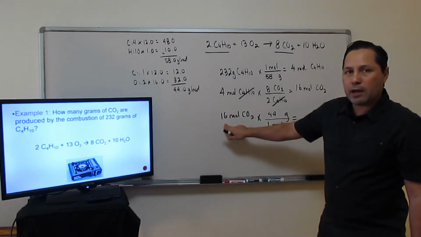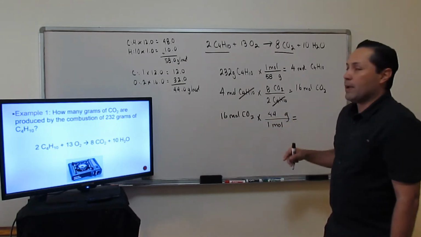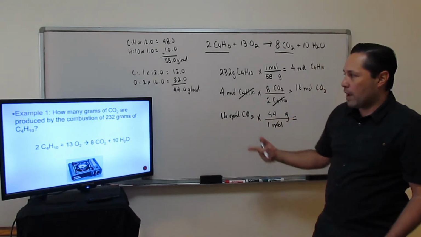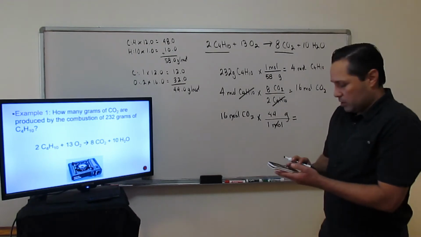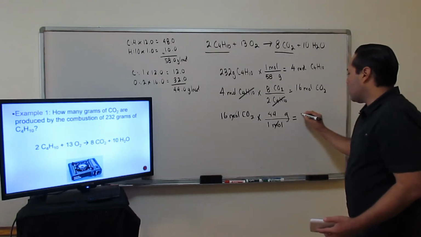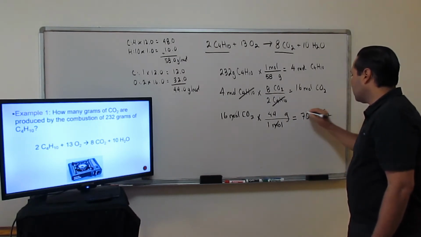Put this into our calculator, it's going to be 16 multiplied times 44 divided by 1, and that will give us our answer in grams, because the moles get cancelled out, so it's going to be in grams, which is what they asked for, how many grams of carbon dioxide. So let's see, 16 times 44 divided by 1, so our answer is 704 grams of carbon dioxide.